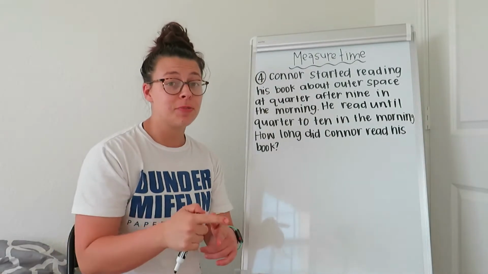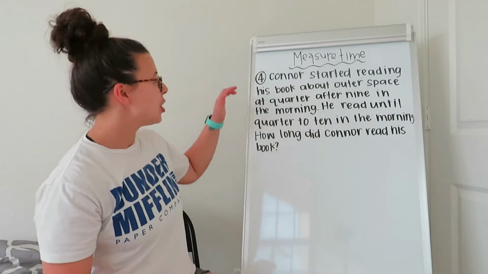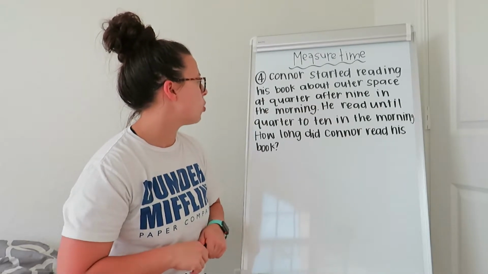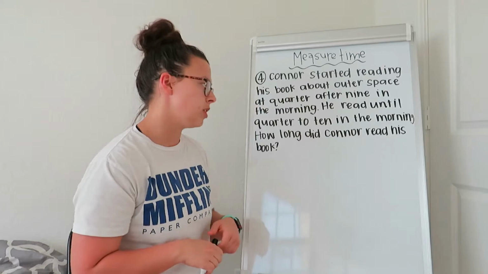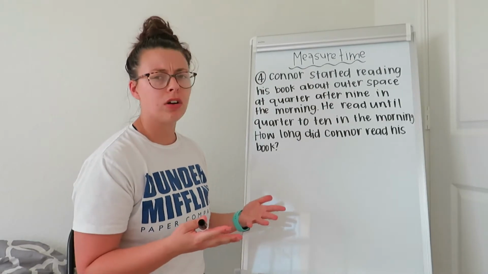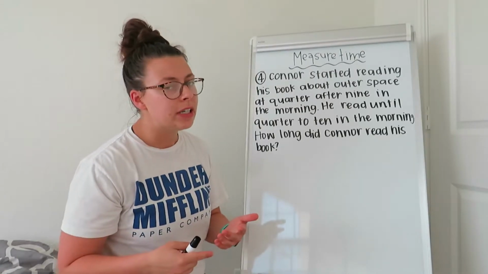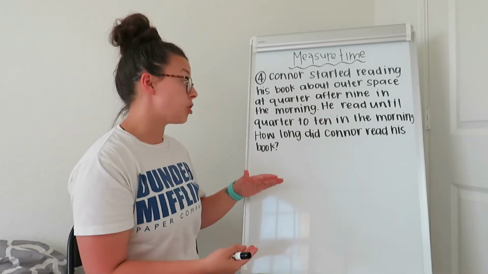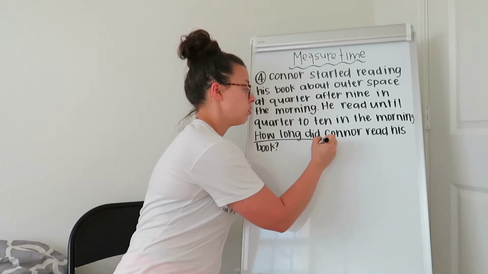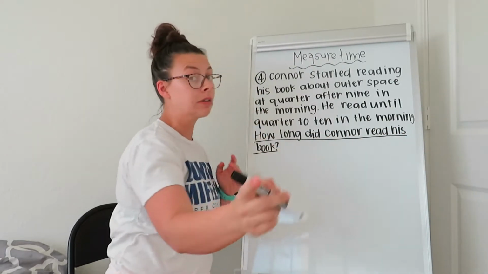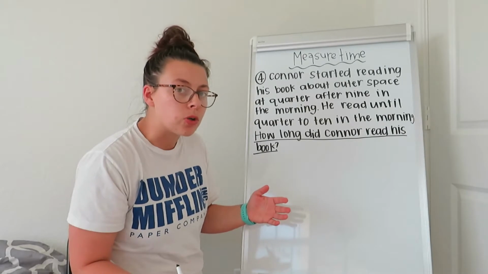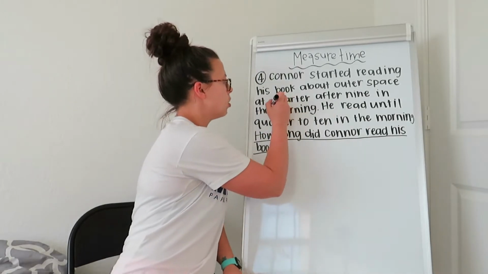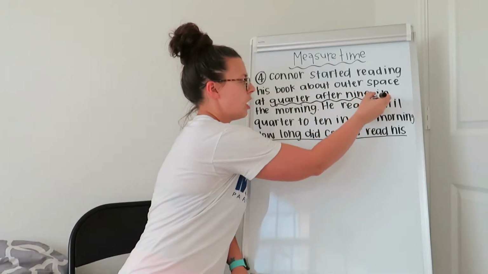All right, so now we're on the next page, 567. Question 4. Let's go ahead and read that together. Connor started reading his book about outer space at 9:15 in the morning. He read until 9:45 in the morning. How long did Connor read his book? I know what you're already saying, Mrs. Adams. We got to start underlining stuff. Well, what do we need to underline? You should already know we need to underline the question, right? How long did Connor read his book? But I know exactly what you're thinking. There's no numbers. But actually, there is. We've got this over here, 9:15.